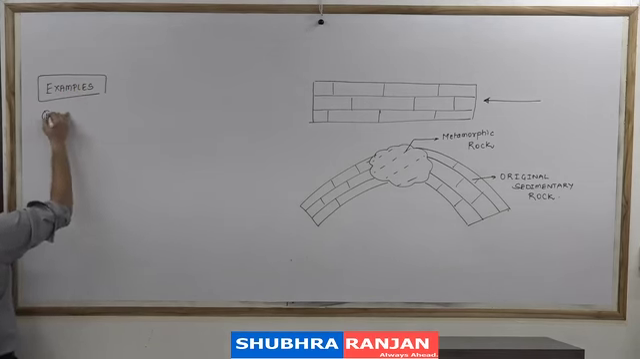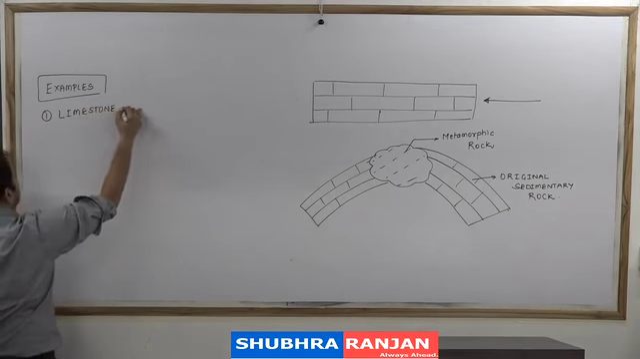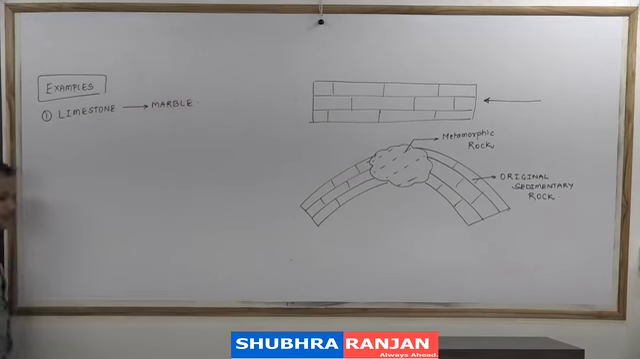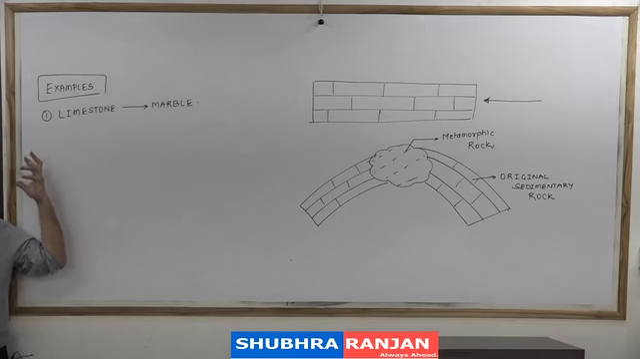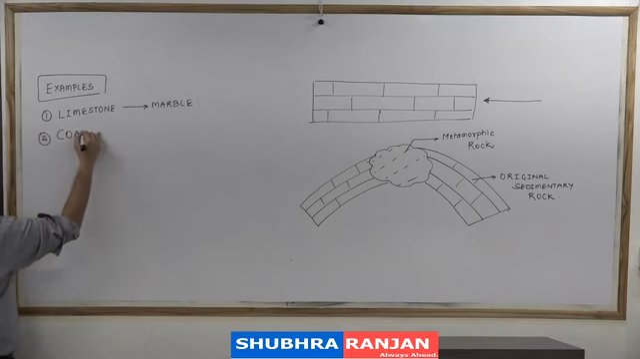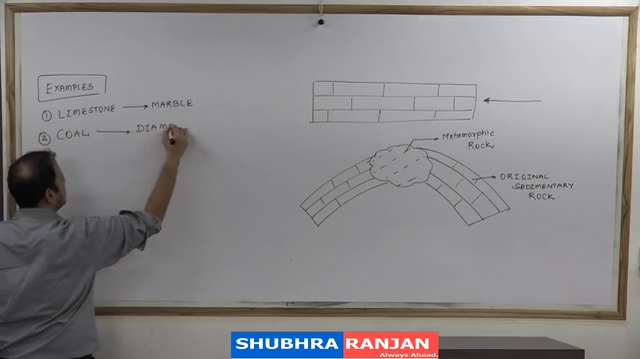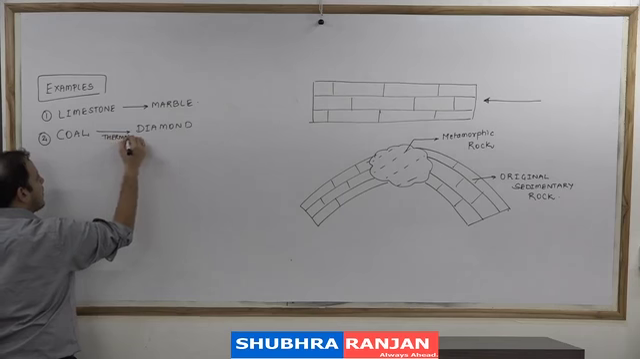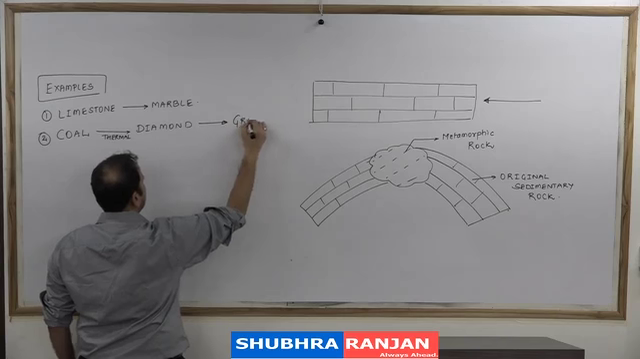First example, we have written limestone into marble. Limestone is converted into marble, and you can see how much change in the properties there. Marble is a so tough rock and limestone is a very very weak rock. Coal can be converted into diamond. Generally यहाँ पे the process involved is thermal, and diamond is further converted into graphite.